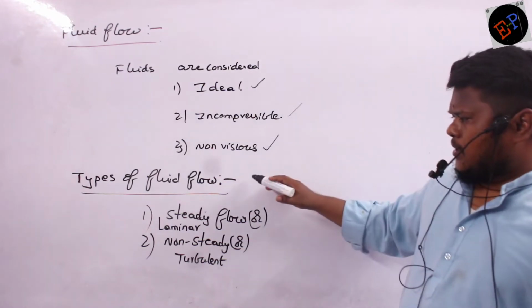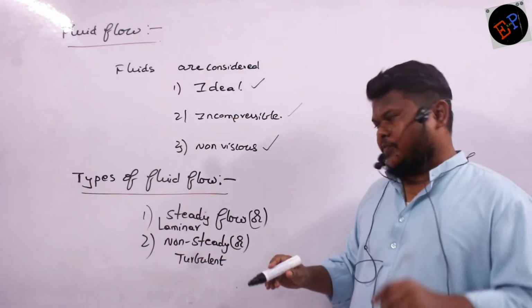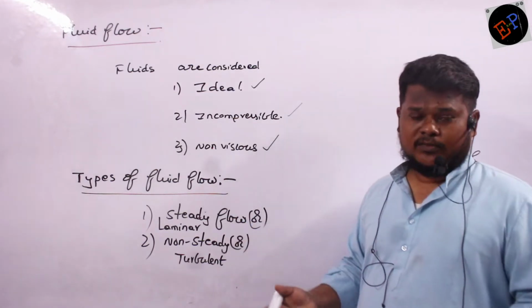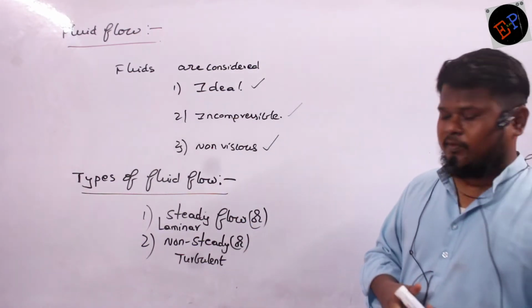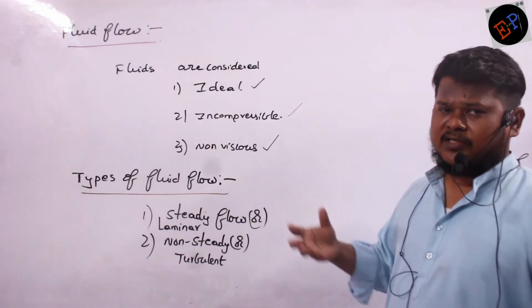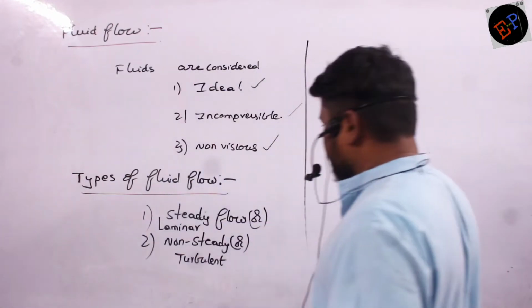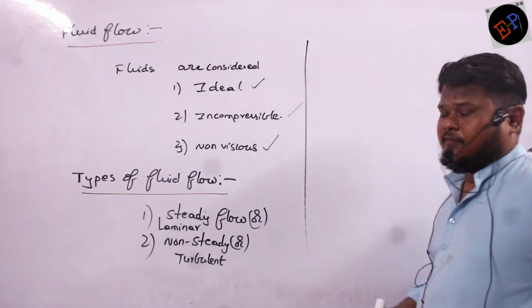Okay? And the methods in which a liquid can flow are two types. Liquid can flow as a steady flow, which you can call a laminar flow. And liquid can flow like a turbulent flow also, unsteady flow, irregular flow. Okay? So what is the difference between a steady flow and a non-steady flow or turbulent flow?